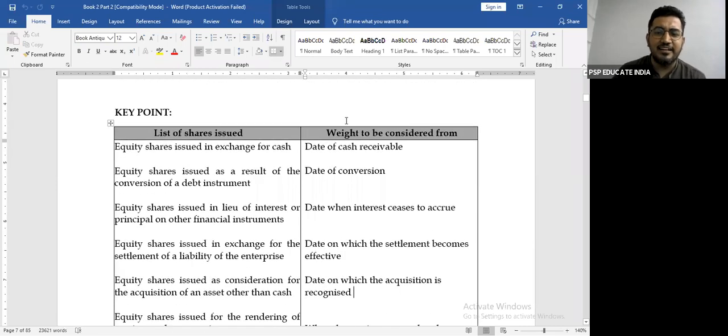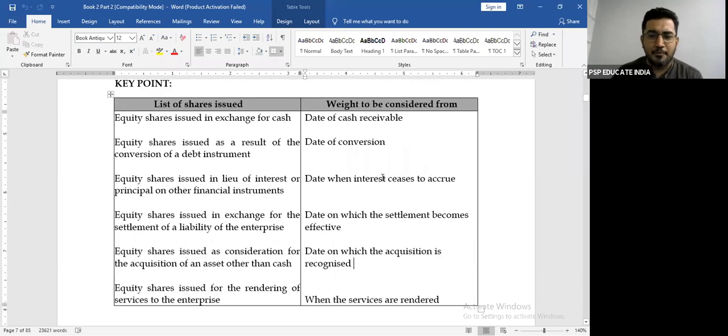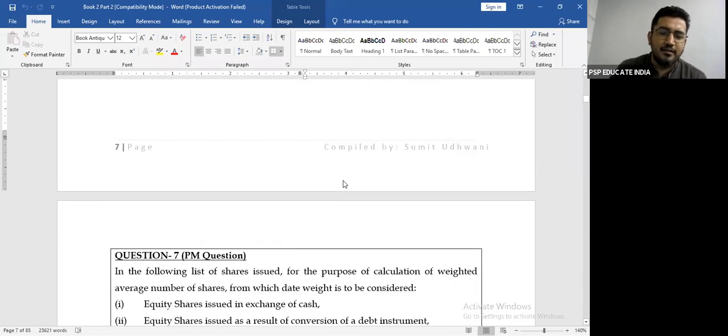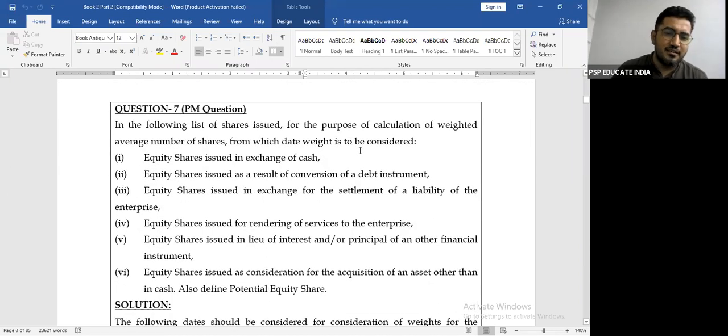So these are the dates from which you will start calculating the weights, the time weight for the weighted average number of shares, in fact, to be precise, right? Now, since we are done with this, let's quickly have a look at question number 7. In the following list of shares issued, for the purposes of calculating weighted average number of shares, from which date weight is to be considered? There are 6 cases. You will give me answers to all the 6 cases.